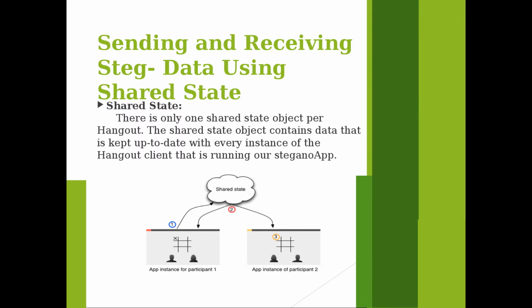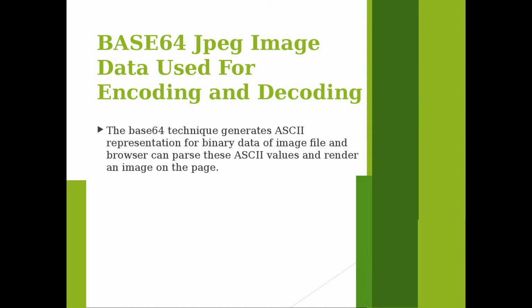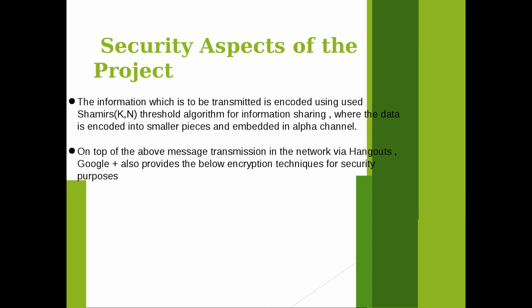So for that reason, we are using a shared state object in this application, so that the information is shared with all the participants instead of creating n number of objects for n number of people joining in Hangouts, so that the application is much lighter weight. We also use the base64 JPG encoding standard, which makes for an easy generation of ASCII representation for the binary data of the image file, and also makes the application very light.